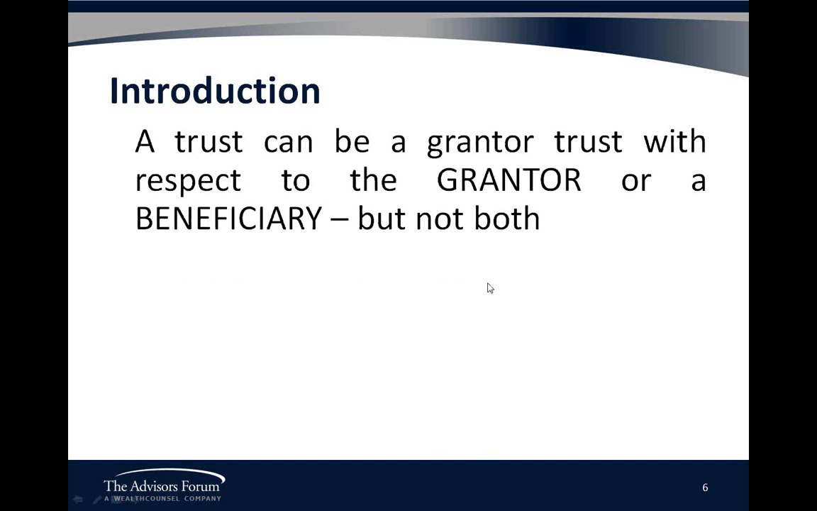The trust can be a grantor trust with respect to the grantor or a beneficiary, but not both. Just as a quick summary, and we'll probably get into this in a lot more detail, the obvious owner of a grantor trust is the grantor. I set up a trust, I retain certain powers, it's a grantor trust with respect to me. The income on that trust ends up on my personal income tax return.